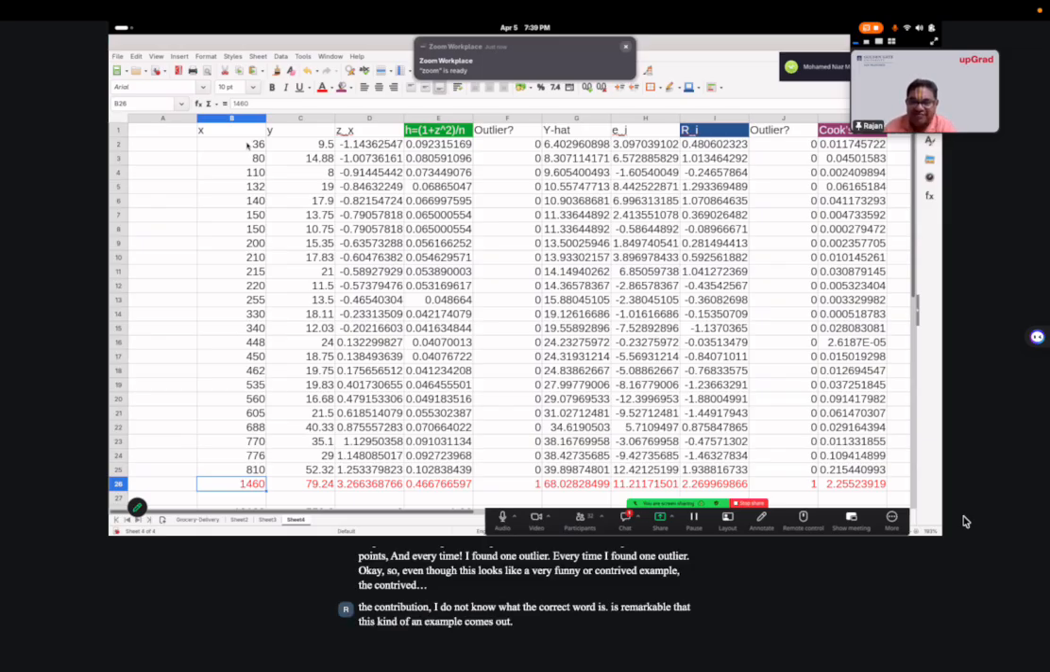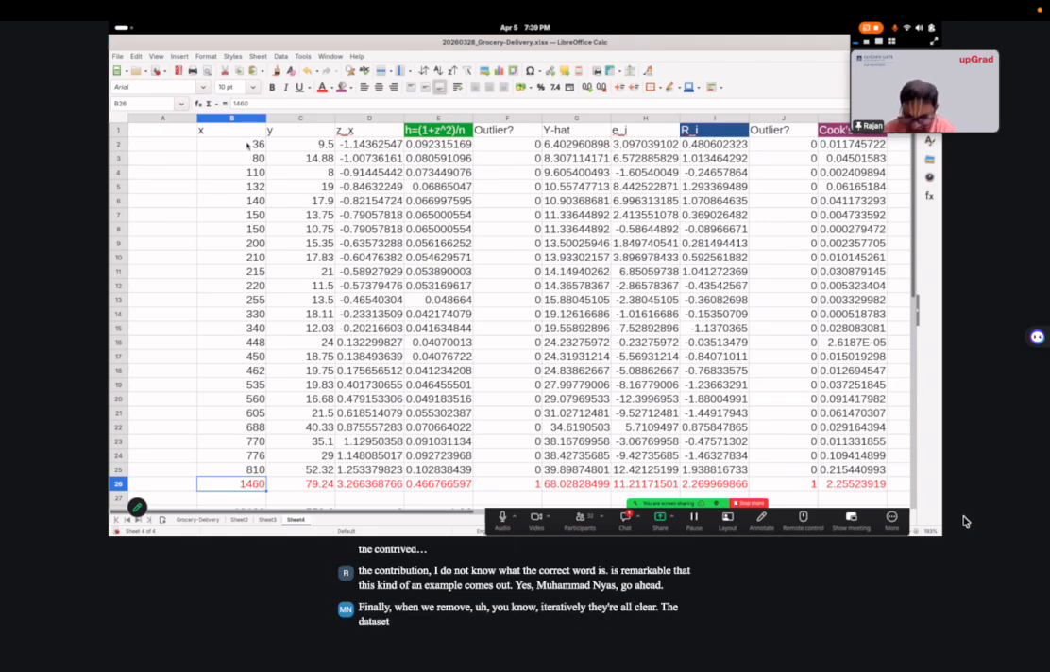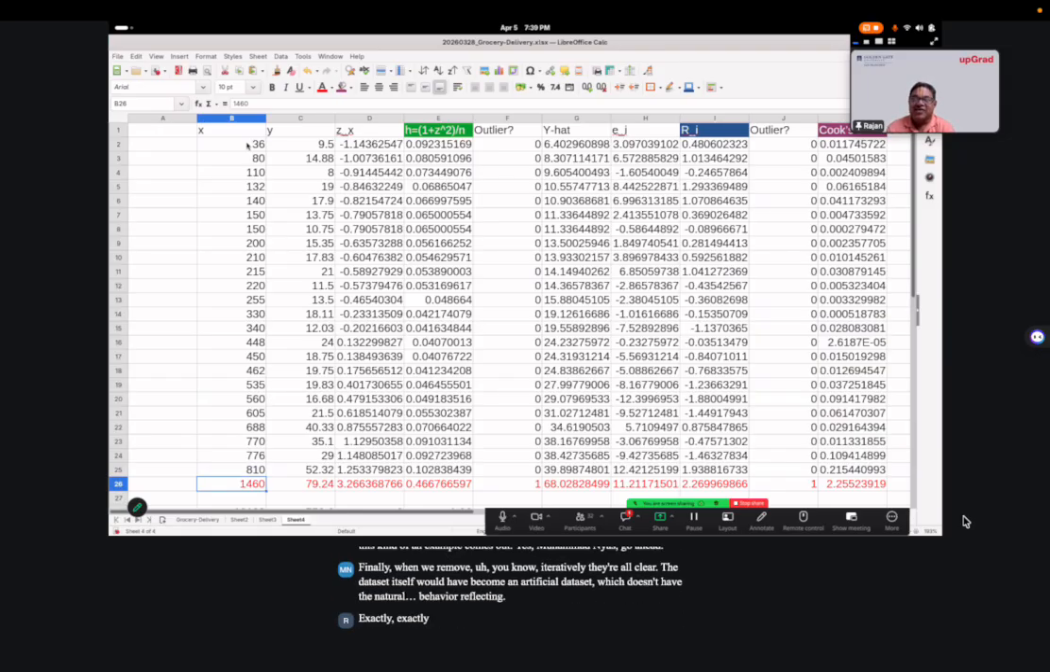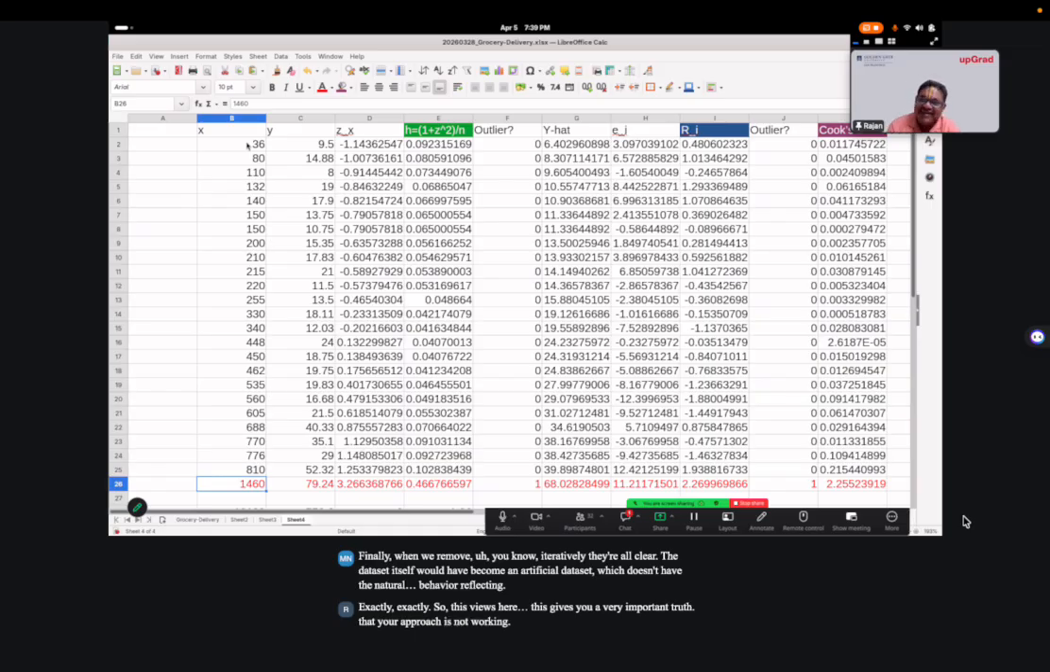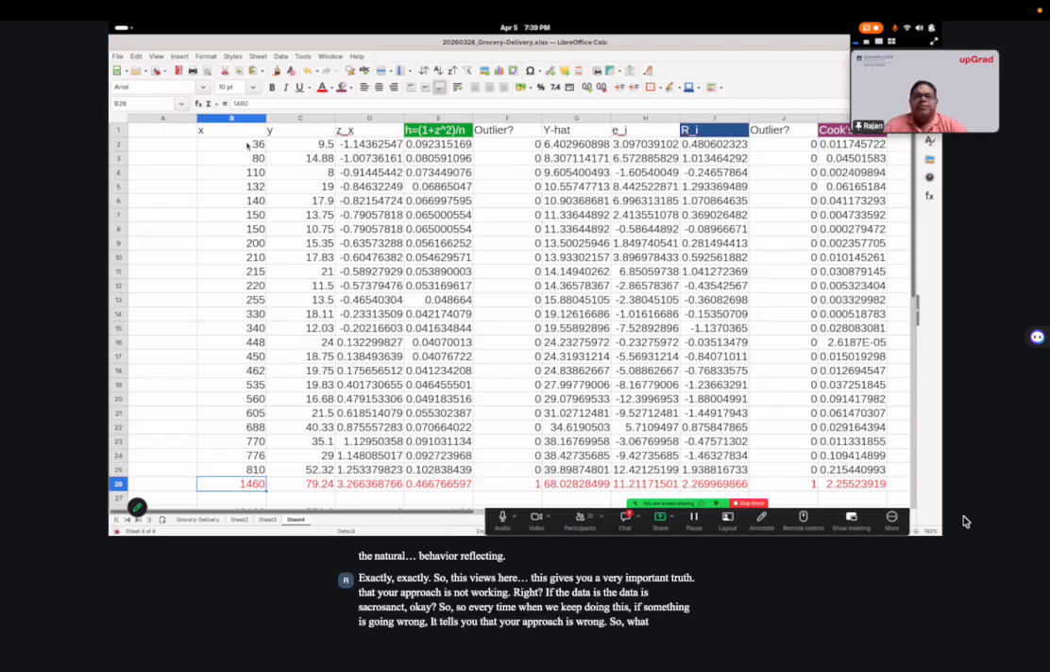Yes, Mohammed Niaz, go ahead. Finally, when we iteratively remove the outlier, the dataset itself would have become an artificial dataset which doesn't reflect the natural behavior. Exactly. So this gives you a very important clue that your approach is not working, if the data is sacrosanct. Every time we keep doing this, if something is going wrong, it tells you that your approach is wrong. So what could be the mistake here?